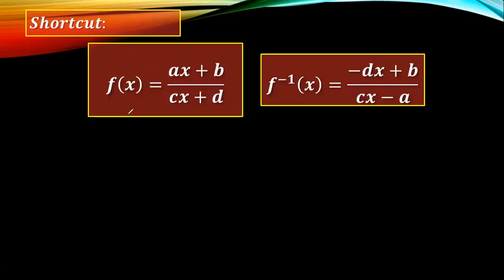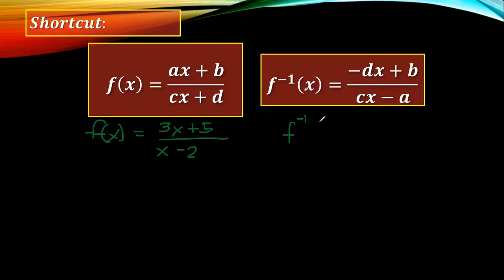So, for example, ganito yung binigay kong function: f of x is equal to 3x plus 5 over x minus 2. Okay? So, ang inverse function, si A? That is 3, si B ay 5, si C ay 1, okay, may imaginary 1, and si D is negative 2.